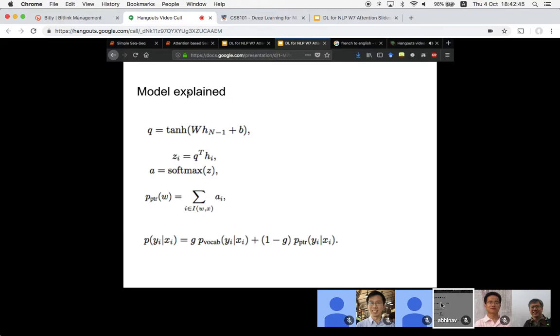Actually the query is something like this. We just make some more layers to calculate this query, and then it's a softmax. And actually, among the previously appeared words there may be some duplicate repeated values, so we just sum them up. So it's quite simple.